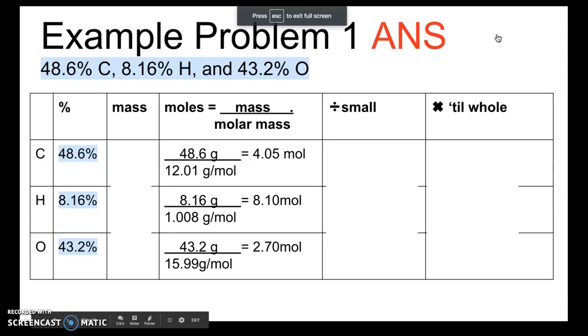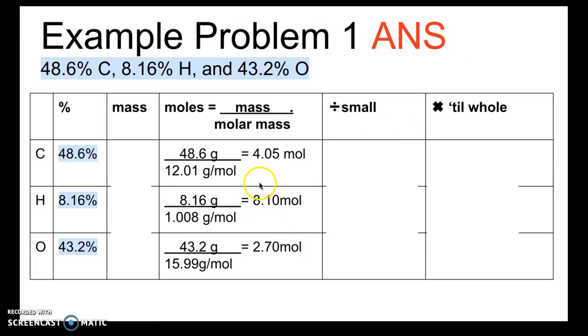Okay, so now that we have the moles, the next thing we need to do is, for our next step, it says percent to mass, mass to moles. Next step is divide by small. So what do we mean by that? What we need to do is find the smallest mole value to divide all the other moles by. You may be asking why. The reason is we're trying to get to our molar ratios, and in order to get to the molar ratios, you need to divide each mole by the smallest mole that's there.